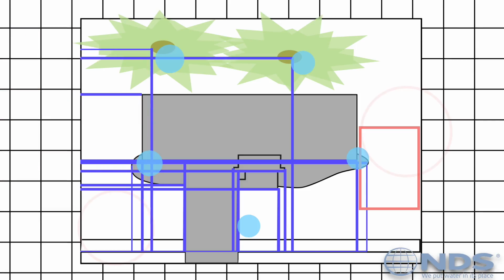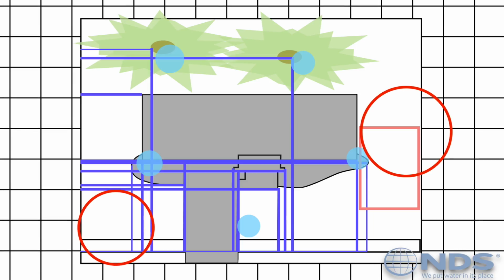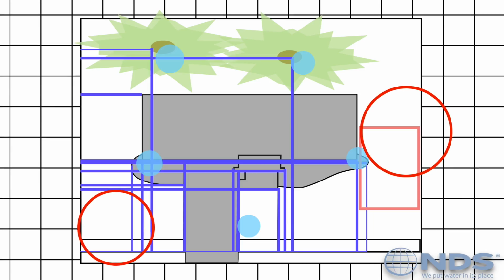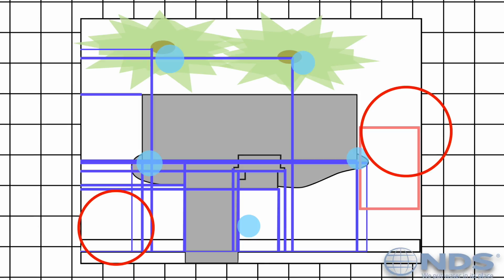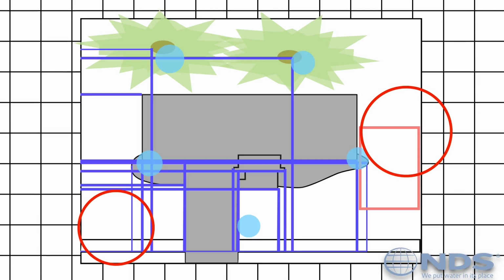Be sure to mark all problem or potential problem areas on the plan and indicate the size of the problem area. For instance, if there's a low spot on the lawn, outline the area that drains into that low spot.